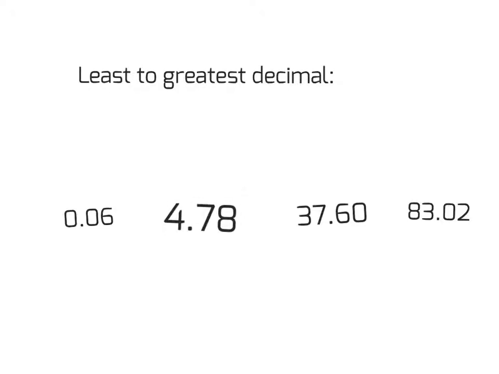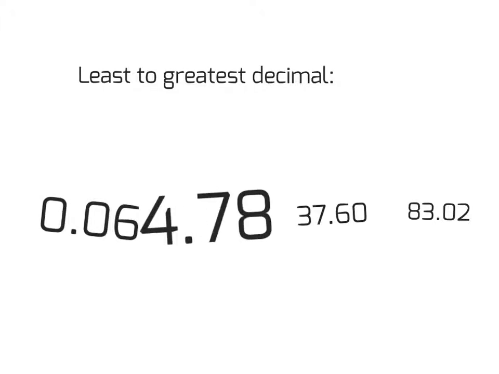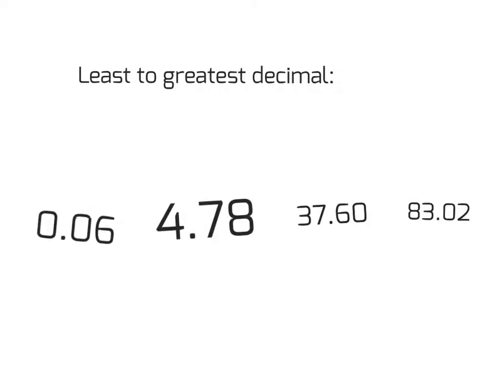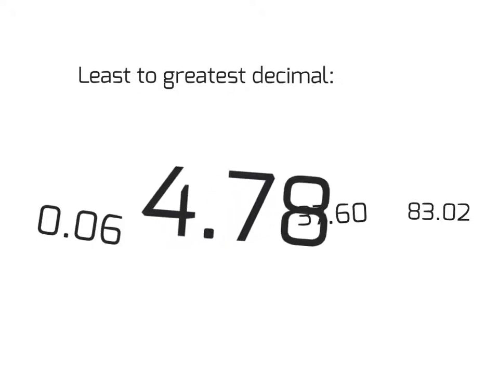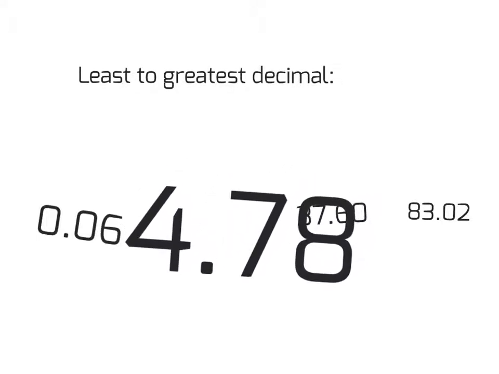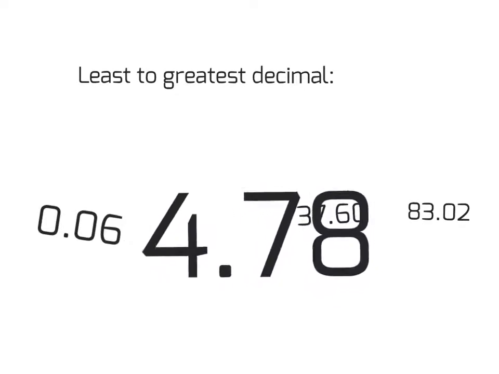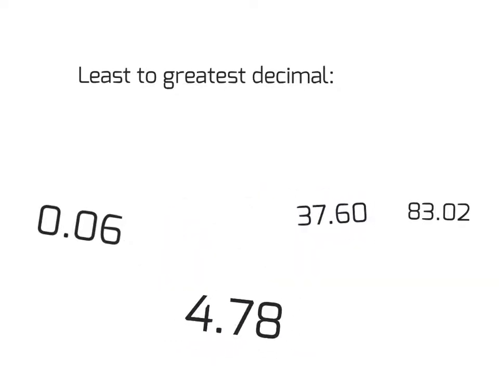Now, let's look at these guys. 0.6 or 4.78. Which one is the larger? 4 is probably bigger, and 0 is smaller. They are both, yes, that's the correct order.